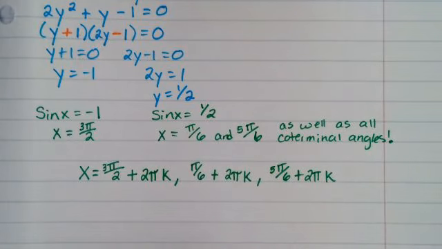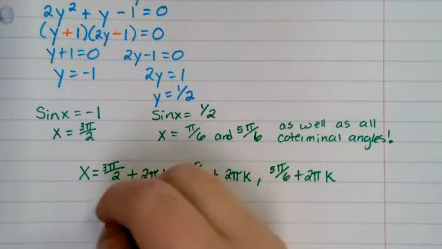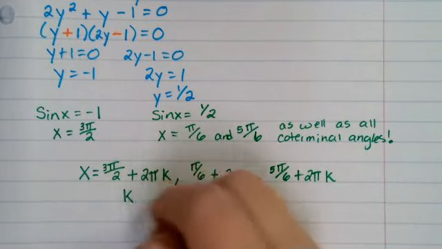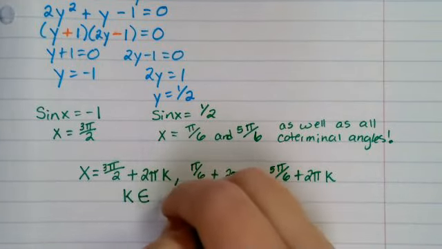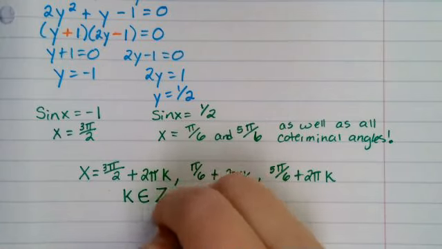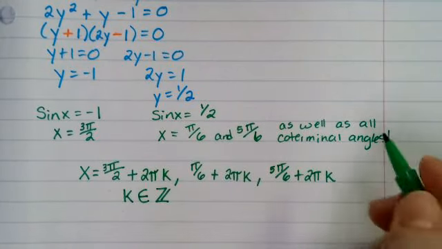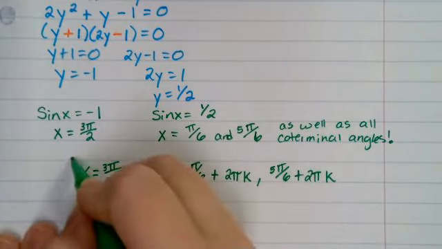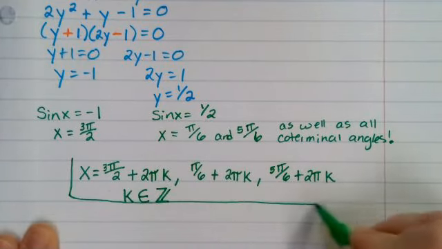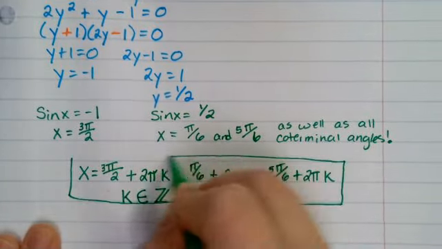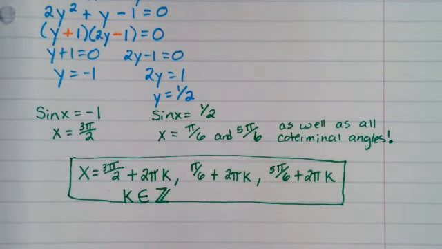Now, I can't just leave it like this. I have to define what k is. So I'm going to say that k is an element of the set of integers. Now let me write that out so that you guys can understand what you wrote. This is part of set notation. I know it's been a while since you guys have seen this in your math class.